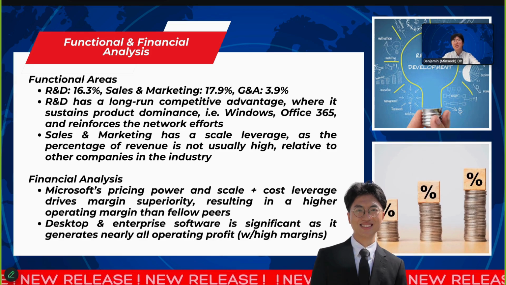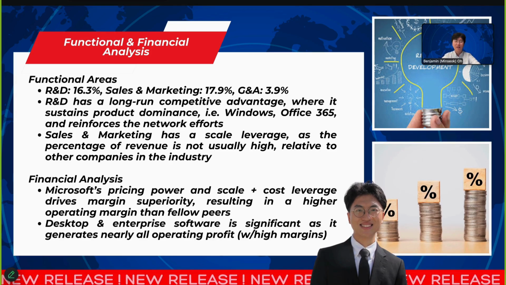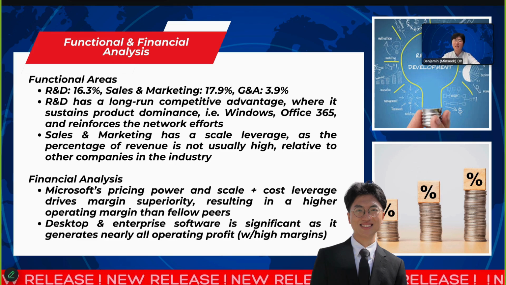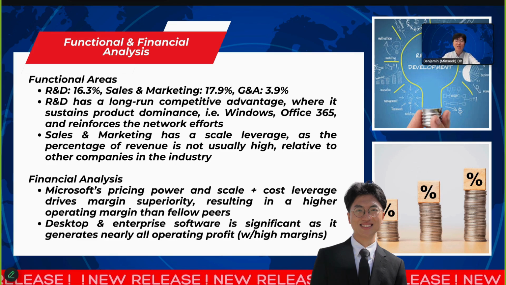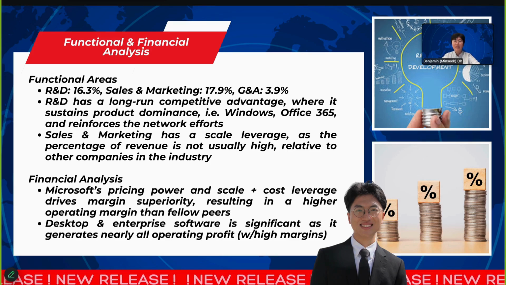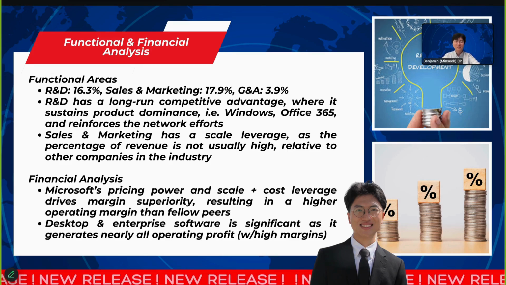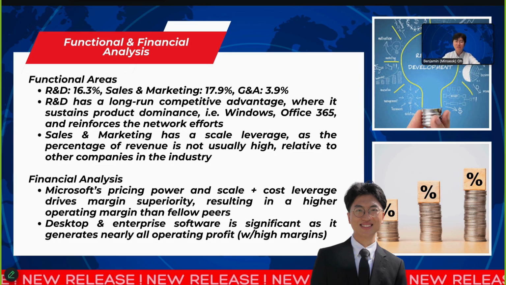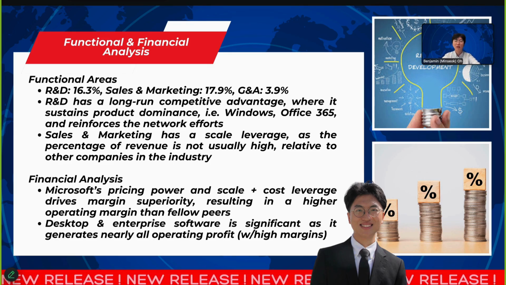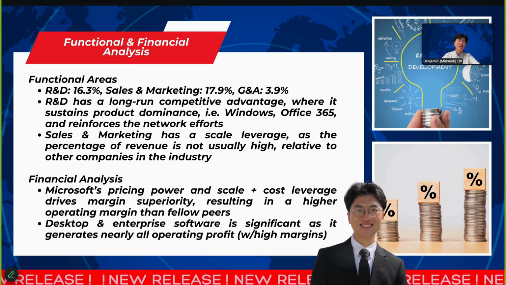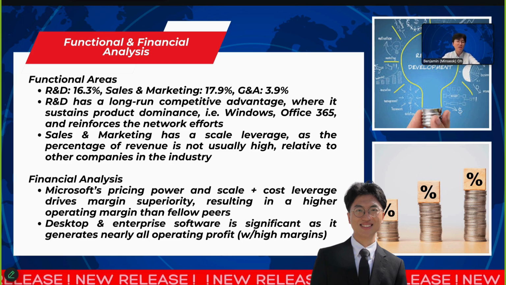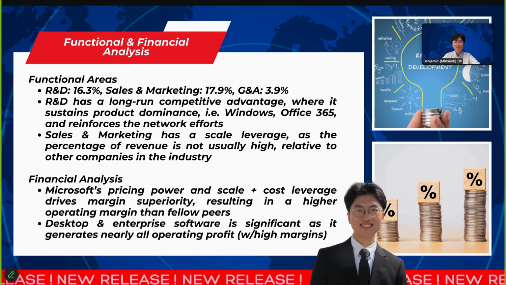In our functional and financial analysis, there are three areas: R&D with 16.3%, sales and marketing with 17.9%, and G&A with 3.9%. R&D has a long-run competitive advantage where it sustains product dominance, for example, Windows and Office 365, and reinforces the network effects. Sales and marketing has a scale leverage as the percentage of revenue is not usually high relative to other companies in the industry.